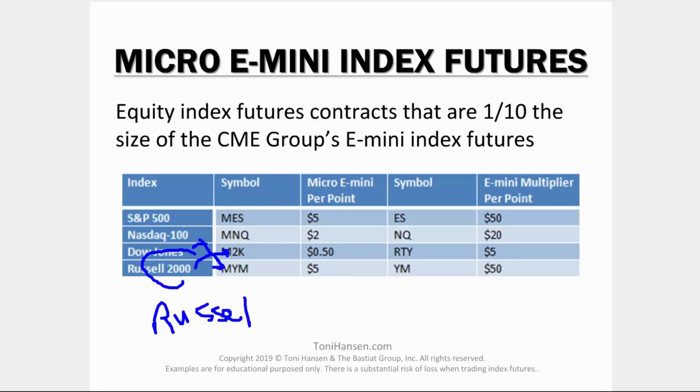So Russell is M2K and the Dow is the MYM. And the rest of this data here needs flipped too. Let me go ahead and show you this. I'm going to fix this here for you. So we've got MYM and M2K. And here's the YM, and here's the Russell, RTY.